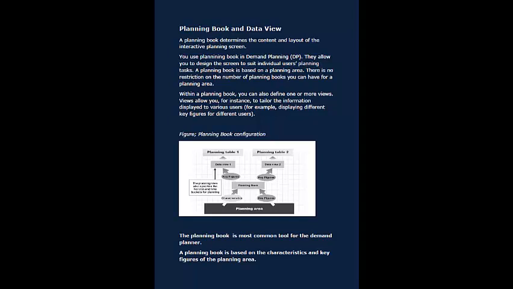Planning book is the most common tool for the demand planners. Planning book is based on characteristics and key figures of the planning area. Planning book consists of the following items: characteristics, key figures, data views, macros, forecasting functionality, promotion planning, and interactive graphics. Planning book describes a role in the demand planning process. The data view is a task assigned to this role.